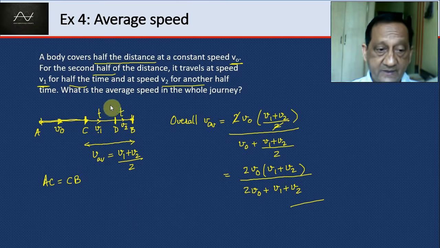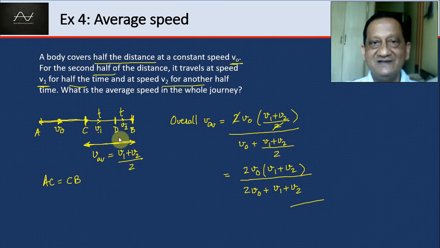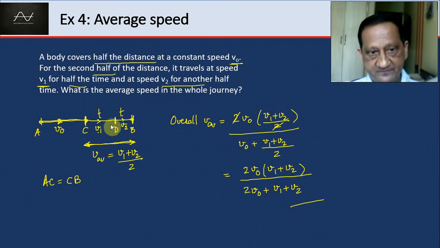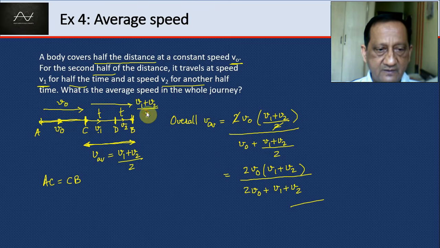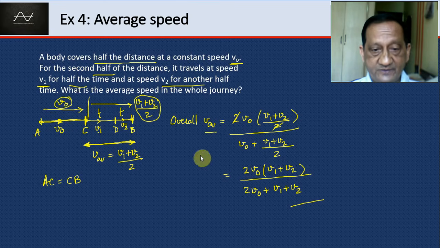Now, if you look at the part of the journey CB, the average speed in CB is an arithmetic mean. We learned about this. If a body is going at two different speeds for the same time, then the average speed in the journey is the arithmetic mean. That is v1 plus v2 by 2. Now I can just say that it is going at v naught for half the distance, and at v1 plus v2 by 2 for the second half. Now it will be a harmonic mean between these two speeds, right? So the overall average speed is the harmonic mean.